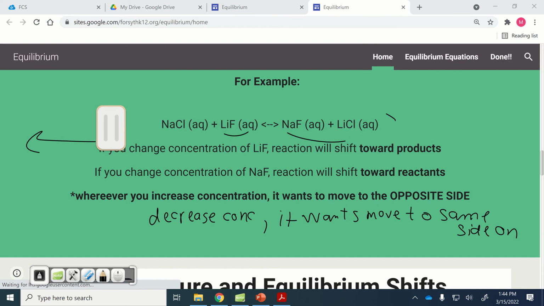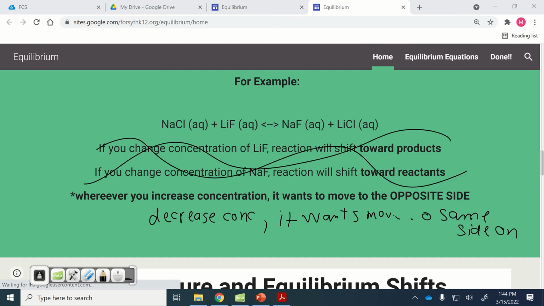So let's hammer this out again, because I made a little mistake with the wording here. I'm going to have to go back and correct that if you come back and check out my site. Okay? If I increase LiCl, what will happen? It will shift toward the reactants. If I decrease the amount of NaF I have, it will shift toward the products. All right? If I decrease the amount of NaCl, it will shift toward the reactants.